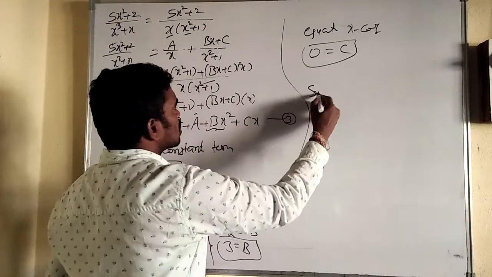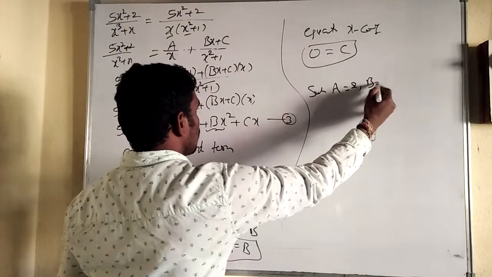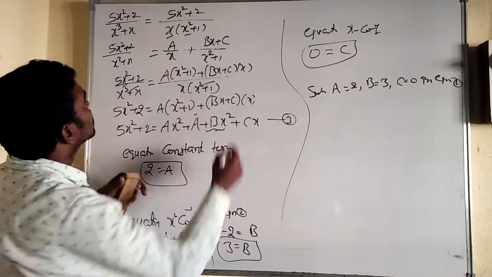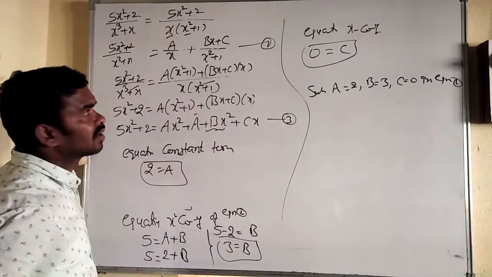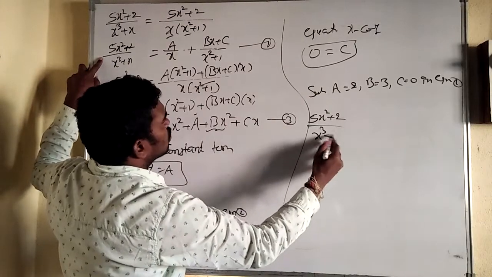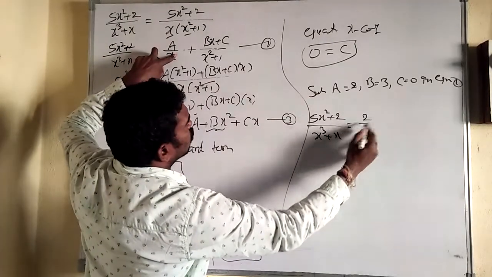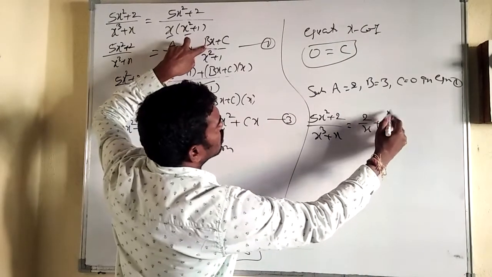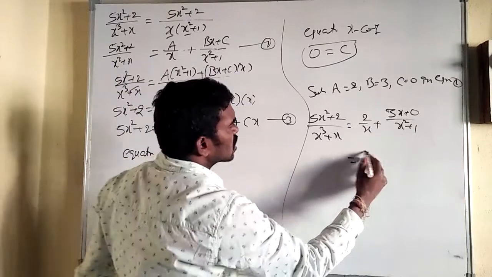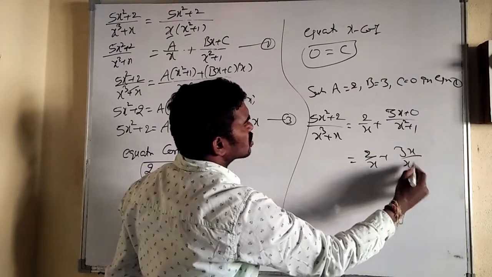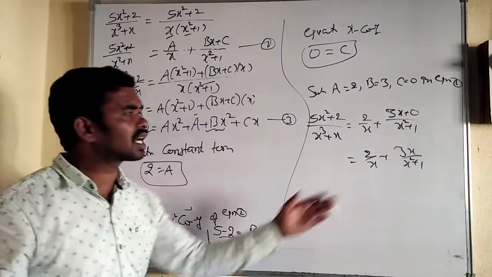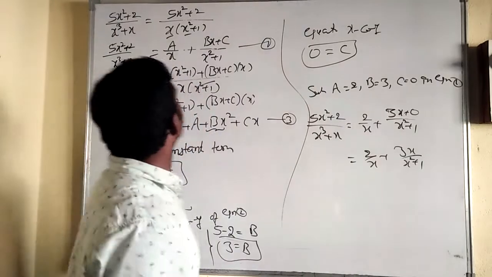Okay. So now substitute a equal to 2, b equal to 3, c equal to 0 in equation 1. What is equation 1? Yes, this is equation 1. So 5x square plus 2 by x cube plus x is equal to 2 by x, plus 3 into x plus 0 by x square plus 1, which is equal to 2 by x plus 3x by x square plus 1. If you simplify this, you will get the original expression. In that way, you can check whether it is right or wrong. Okay. Next problem.